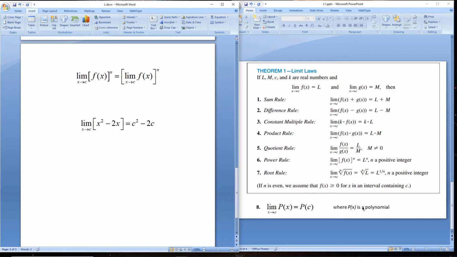And now the huge caveat here, though, is it is only for polynomials. Well, other functions do satisfy this, but for now, this is for polynomials. Polynomials always satisfy this.